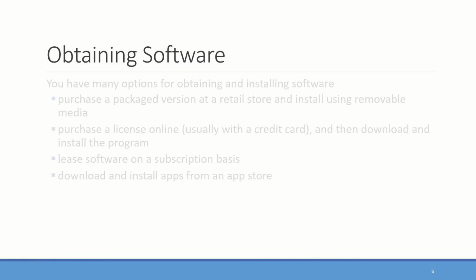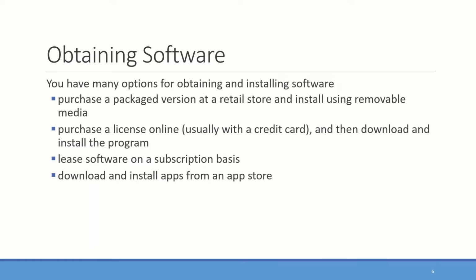Today, you have many options for obtaining and installing software. You can purchase a packaged version at a retail store and install it using removable media. You can also purchase a license online using your credit card and then download and install the program. You can also lease software on a subscription basis, or you can download and install apps from an app store.